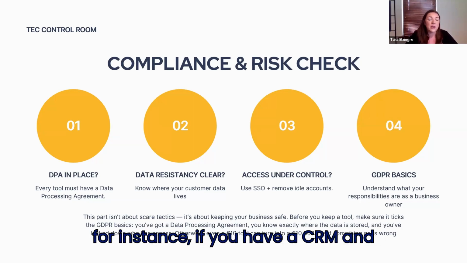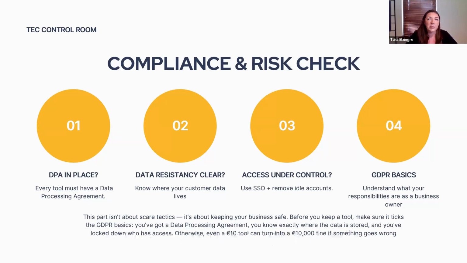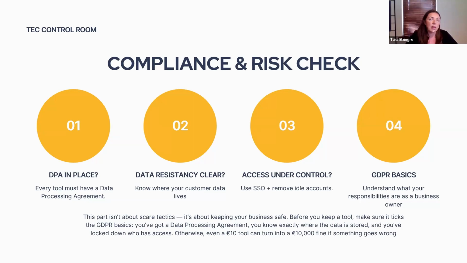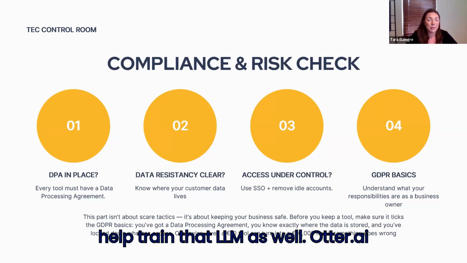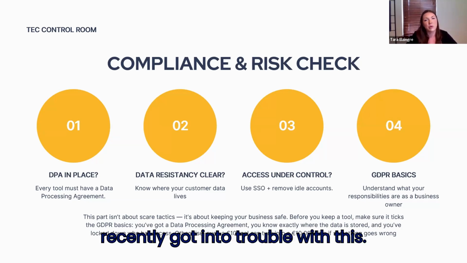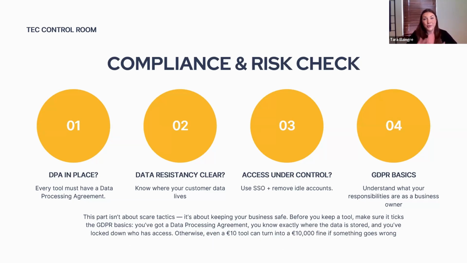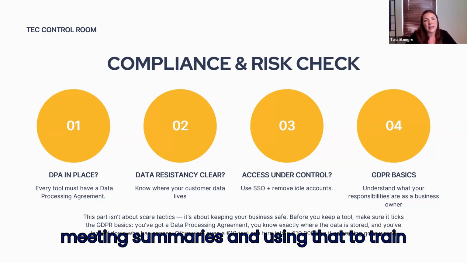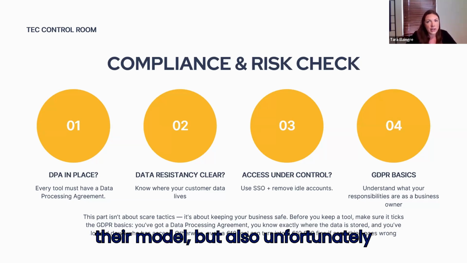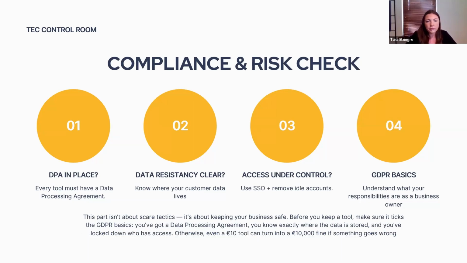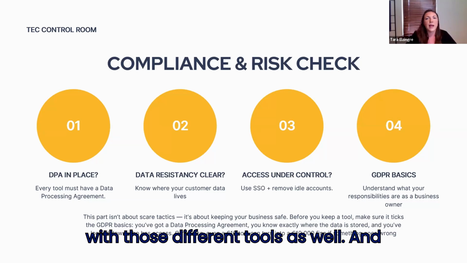So for instance, if you have a CRM and you're talking about your clients' information or data, they may be sharing it with that LLM to help train that LLM as well. Otter.ai recently got into trouble with this, where they were using people's notes and the meeting summaries to train their model, but also unfortunately exposing people because they were sharing it with the likes of OpenAI as well. So what is the potential risk factor there with those different tools as well?